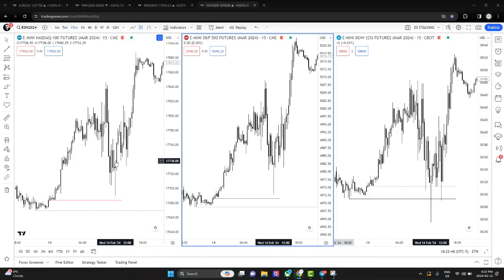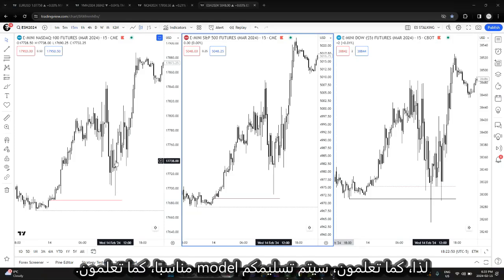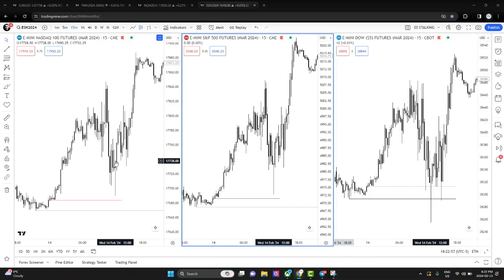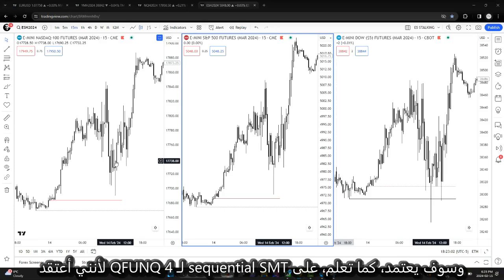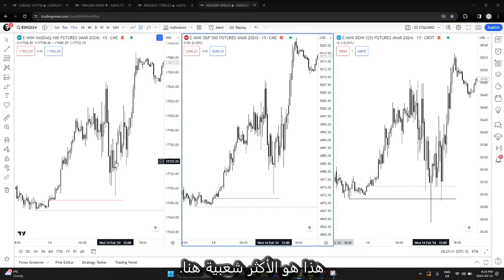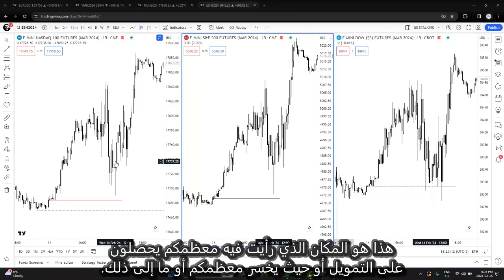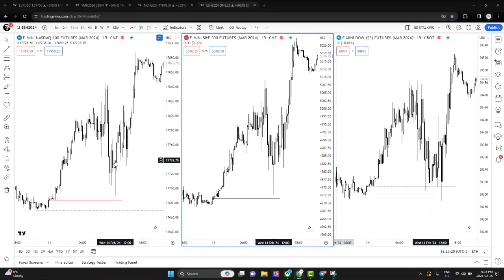But we'll be going into specifics next week. So you'll be handed a proper model so you can begin to implement that. It will be based on the sequential SMT of Q3 and Q4 because I think that's the most popular one here. That's where I've seen most of you guys get funded or most of you guys catching moves or so on.